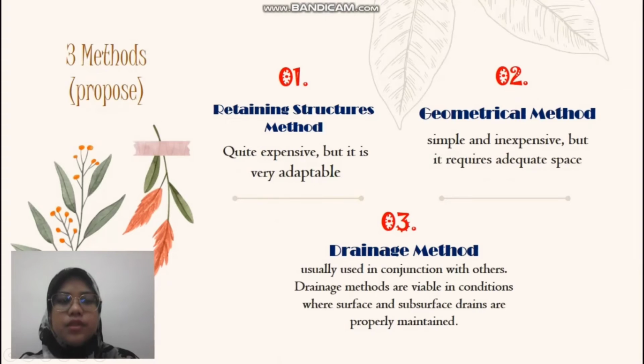Okay, we have two methods to propose. The first one is the retaining structure method, which is quite expensive, but it is very adaptable. Second is the geometrical method, which is simple and inexpensive, but it requires adequate space. And the last one is the drainage method, which is usually used in conjunction with others. The drainage method is available in conditions where surface and subsurface drains are properly maintained.